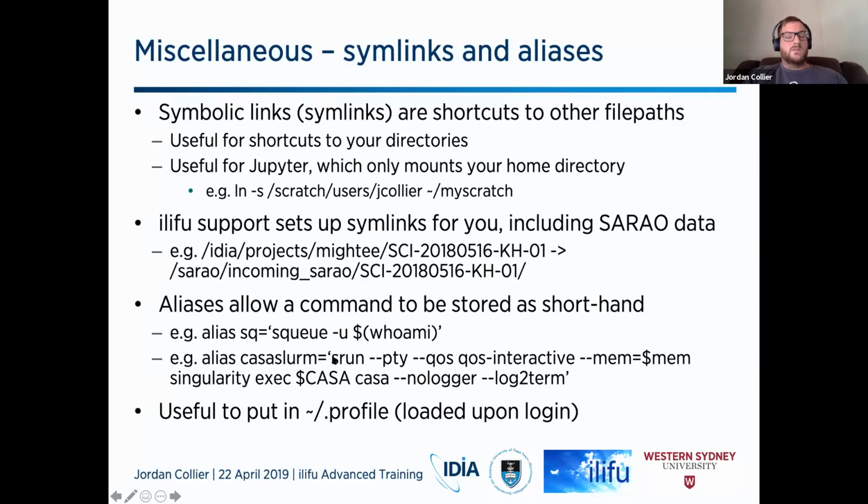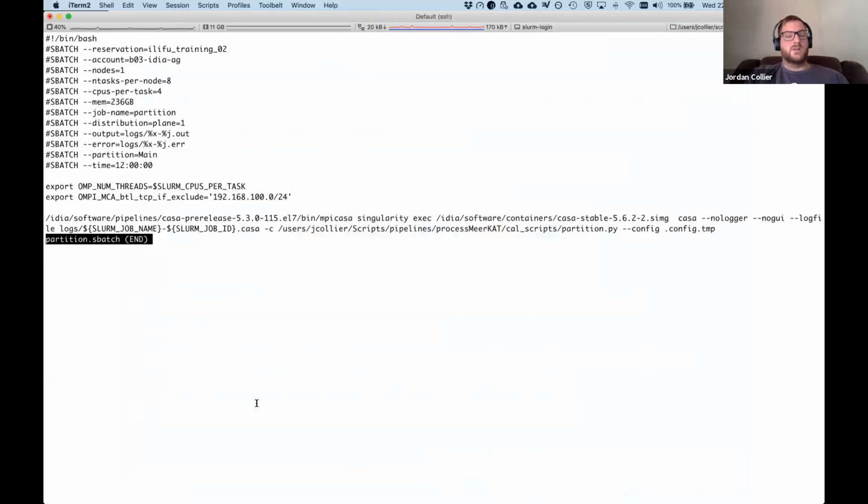And then for this one that I've showed before, where I call CASA with particular resources, I could set it up as a CASA SLURM alias, and this is tab completable once I set it up. In this case, I've got mem and CASA as environment variables that I have to set. So this is just whatever memory I want, and this is whatever path to the container. So you can put these in your bash profile, which is loaded upon your login.